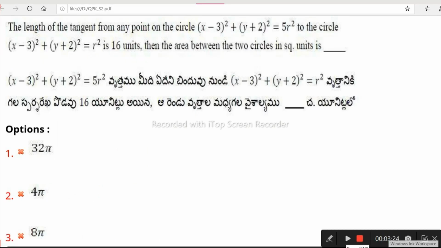Yes, what is asking? The length of the tangent from any point on the circle (x minus 3) whole square plus (y plus 2) whole square is equals 5r square to the other circle (x minus 3) whole square plus (y plus 2) whole square is equal r square is 16 units. అంటే ఒక point, ఒక circle పైన ఉన్న point నుంచి ఇంకో circle కి length of tangent ఇచ్చాడు 16. Then the area between the two circles. Area of the circle అంటే ఏంటి? 5r square. Between the two circles అంటే difference of their areas కనుక్కుంటే సరిపోతుంది.